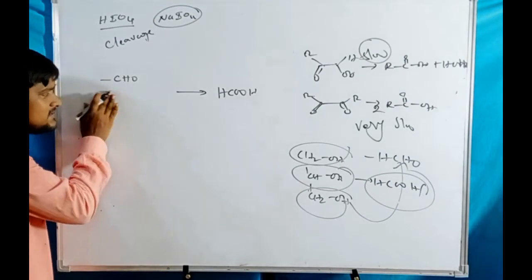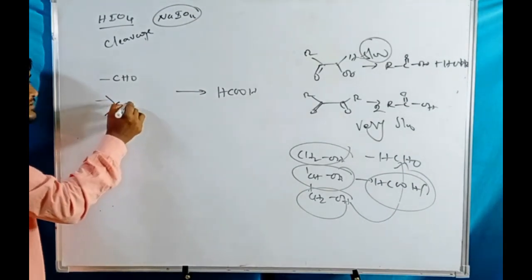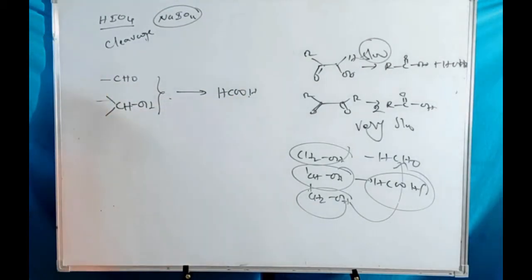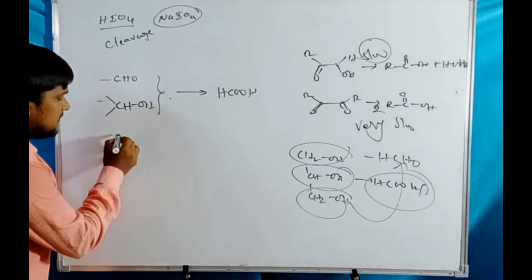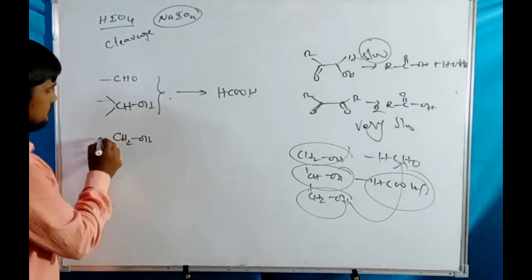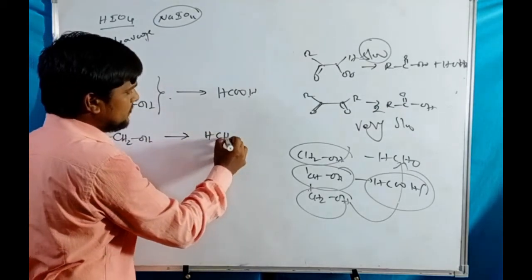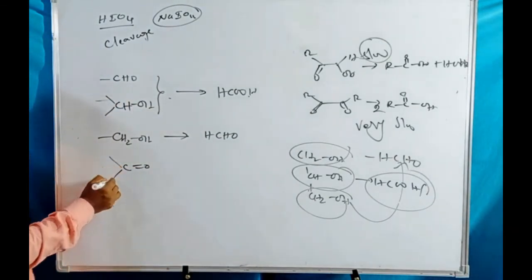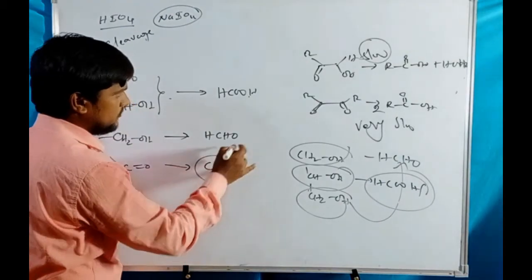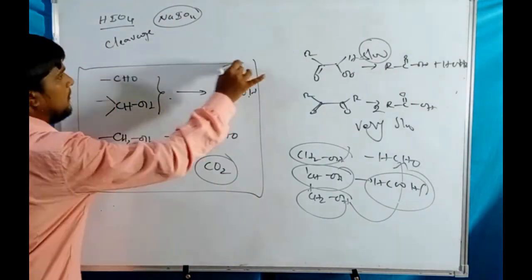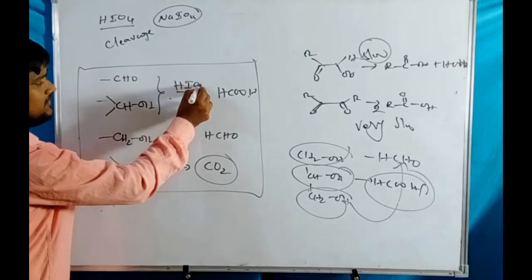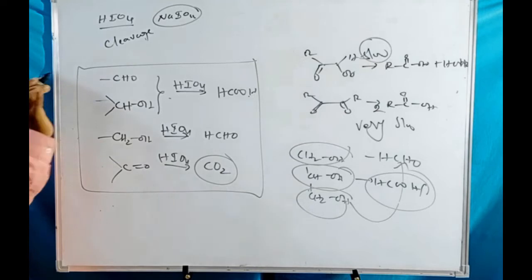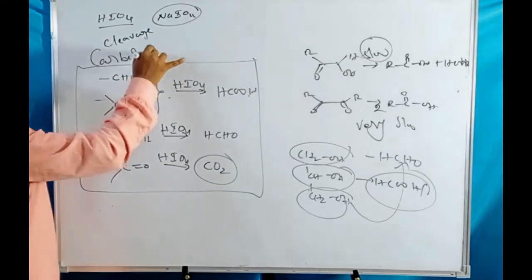Aldehydes along with secondary alcohols will convert into corresponding formic acids. However, the primary alcohols convert into corresponding aldehydes. The final thing is carbonyl compounds will convert into CO2. So this is the overall conclusion about HIO4 reactions, in the presence of carbohydrates only. In different cases, it may change.